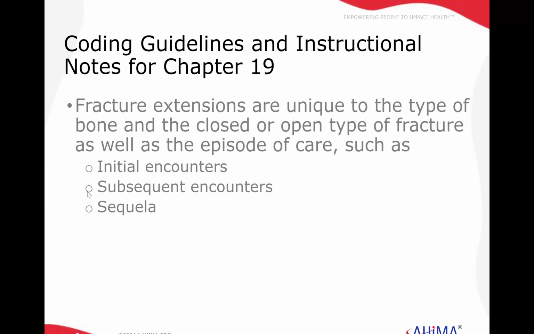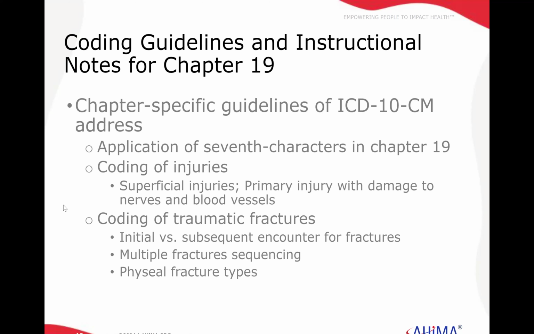Like we've talked about, fracture extensions are unique because they have additional characters besides the A, D, and S. There are a lot of chapter-specific guidelines that talk about the application of these 7th characters. Note that they're all 7th characters. These guidelines cover not only the 7th characters, but how we code injuries, such as superficial injuries, initial versus subsequent encounter for fractures, multiple fractures, and physeal fracture types.